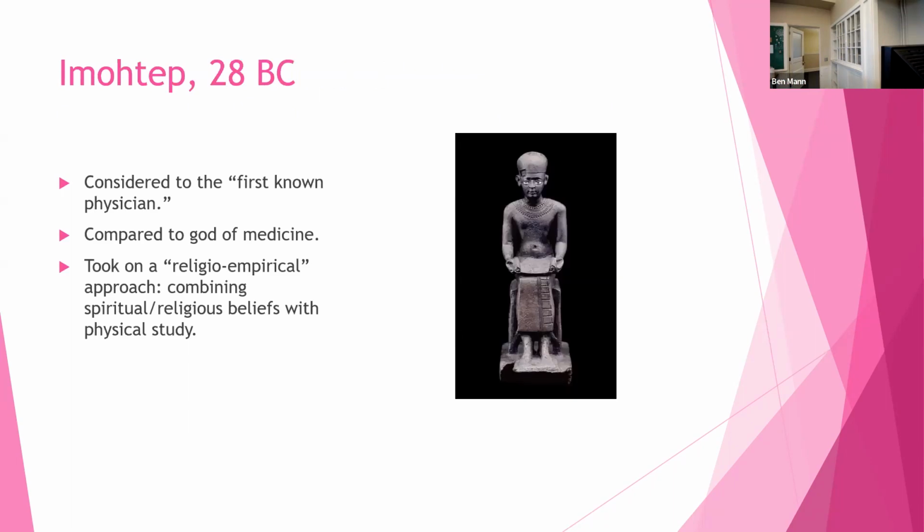So the origin point for the study of health and science goes all the way back to 28 BC. Pictured here on the right is Imhotep, who was considered the ancient Egyptian first known physician and was compared to the god of medicine at the time. This is very murky. We don't know a whole lot about Imhotep and his background, but we do know that this is a starting point in thinking about health and medicine, which took on what we consider a religio-empirical approach.